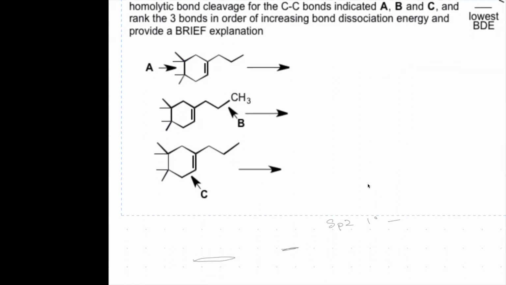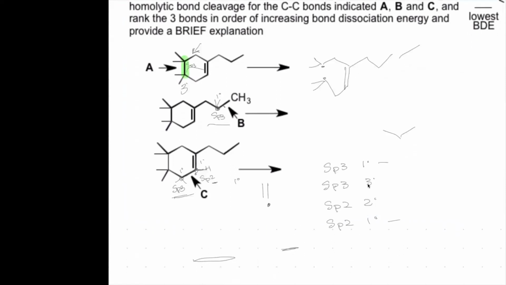Oh, what just happened? There we go. This is sp3, and this is going to be a first degree radical, because you're just going to have a radical sitting there, right? But we have our two hydrogens here. This is also an sp3, but it's a third degree radical because we have 3 substituents connected to it.